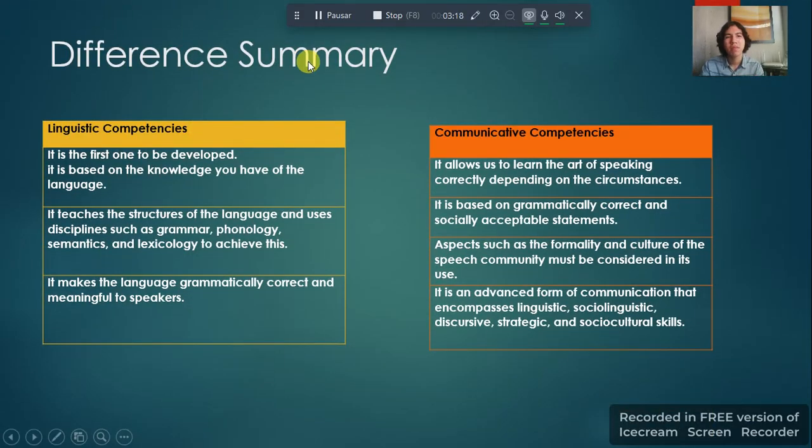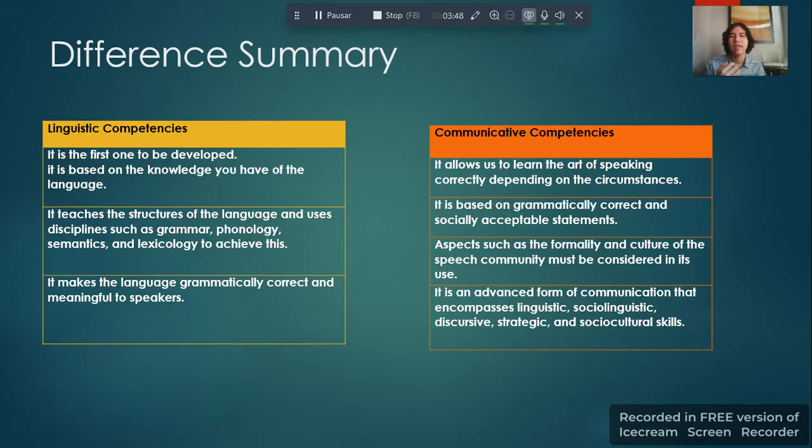We need to remember that linguistic competence and communicative competence have differences. The linguistic competence is the first one to be developed. It is based on the knowledge you have of the language. It teaches the structure of the language and uses disciplines such as grammar, phonology, semantics, and lexicology to achieve this. It makes the language grammatically correct and meaningful to a speaker, because it's the first that you develop. And the next is the communicative competence.